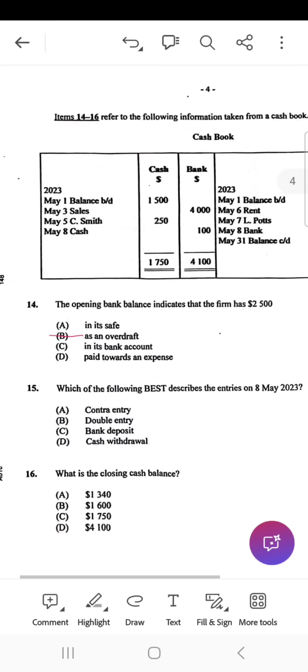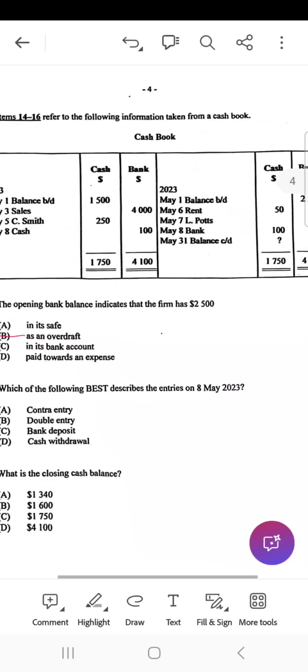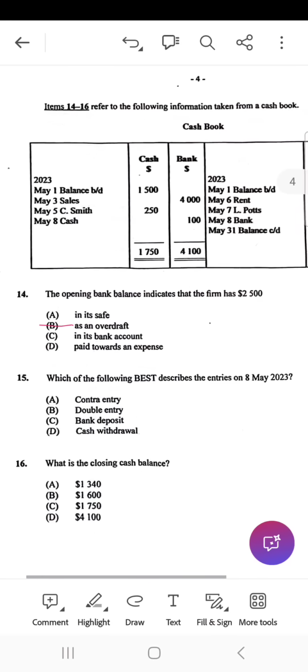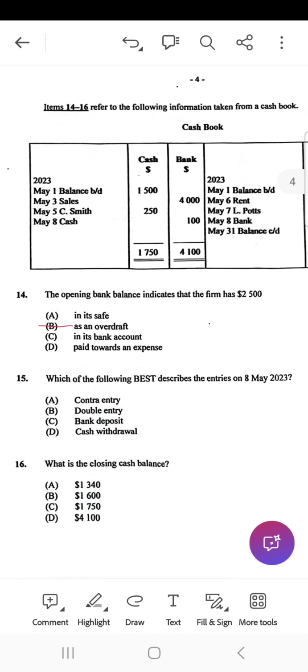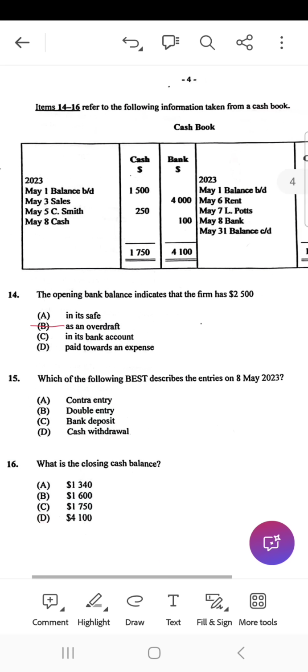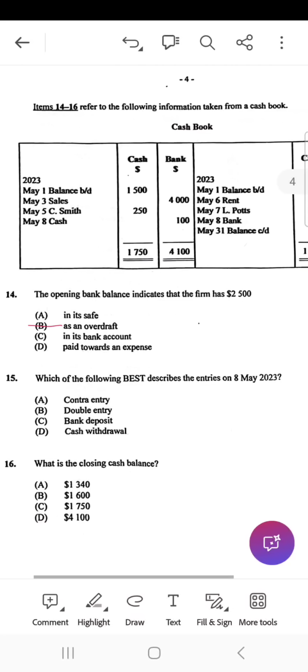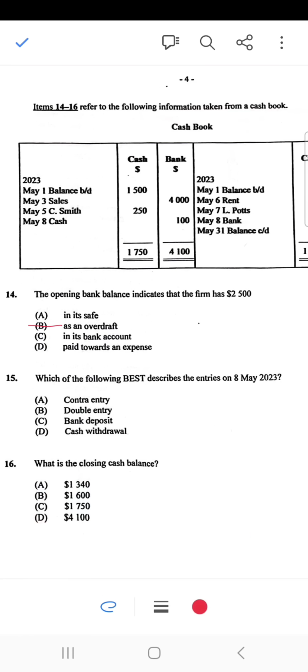Number 15, which of the following best describes the entries on the 8th of May, 2023? So if you see the 8th of May, there's a debit in the bank account, and then a credit in the cash account. A transaction that affects both cash and bank is called a contra entry.